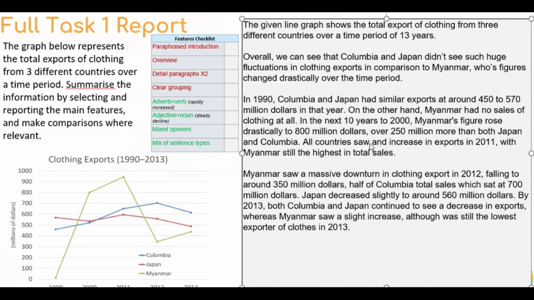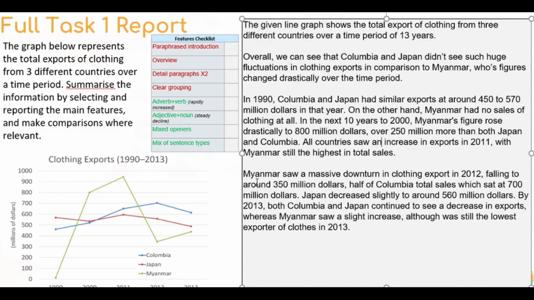All countries saw an increase in exports in 2011, with Myanmar still the highest in sales, still the highest in total sales. So Myanmar is very high in 2011 for their exports. In fact, the highest on the whole line graph. That's something you could even mention, but I have chosen not to.